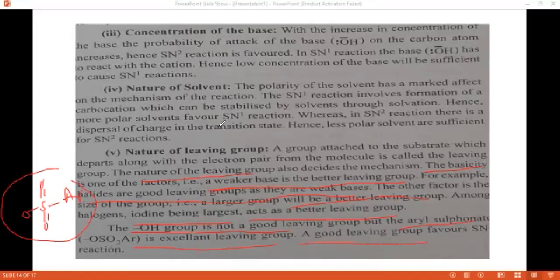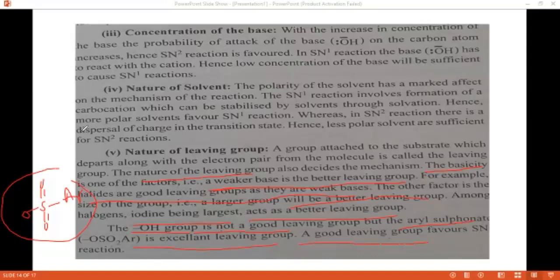A good leaving group favors the SN2 reaction. Means the nature of the leaving group decides the mechanism.